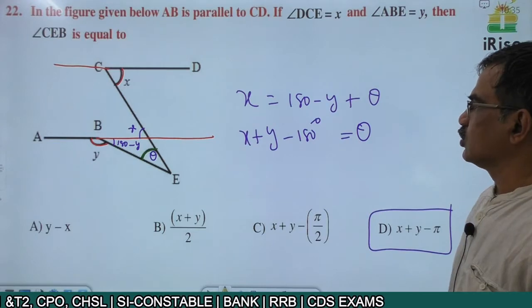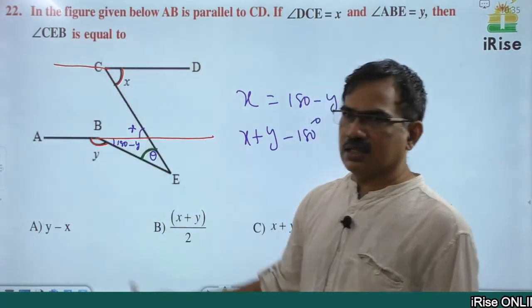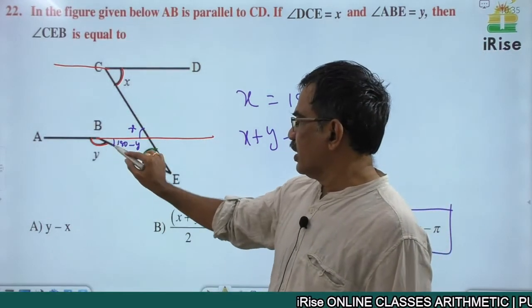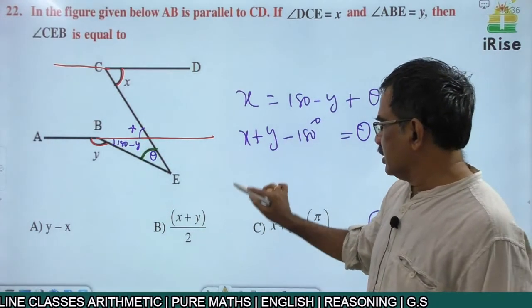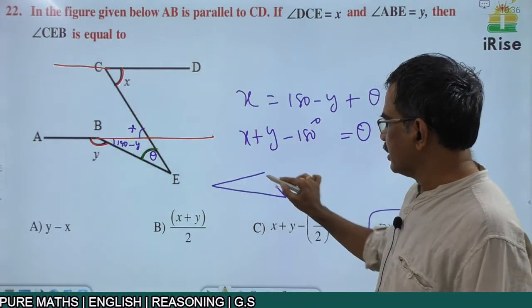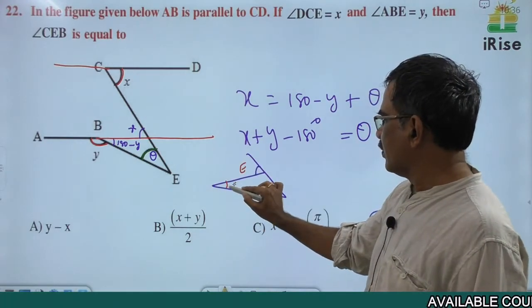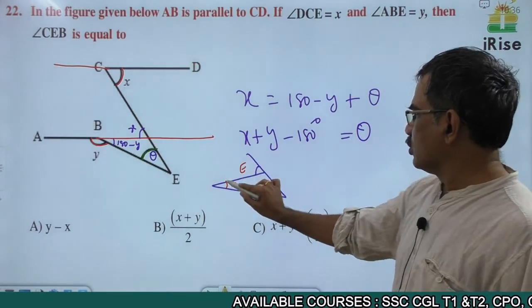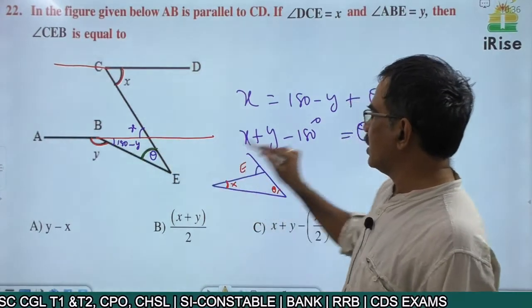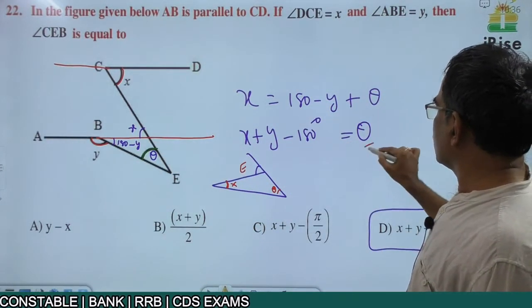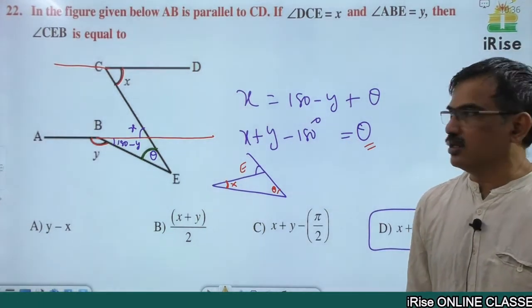So the answer is this one. Once again, listen: if these two are parallel lines, this is a transversal, alternate interior angles are equal. If this is Y, the total angle is 180, therefore this is 180 minus Y. In this triangle, this is the extension, the exterior angle. The exterior angle is equal to the sum of opposite interior angles. X is equal to 180 minus Y plus theta. So from this we can say that theta is equal to X plus Y minus 180. Okay, next question.